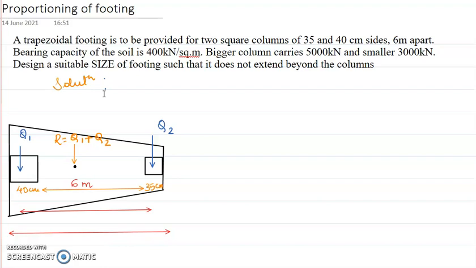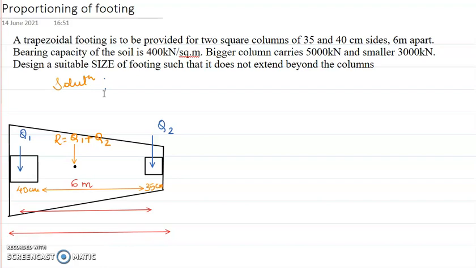Now, this kind of combined footing can be trapezoidal as shown in the figure, or it can even be rectangular. Now this is a typical example which has been appearing in your question papers, and we'll try to understand how we get the size of the footing.